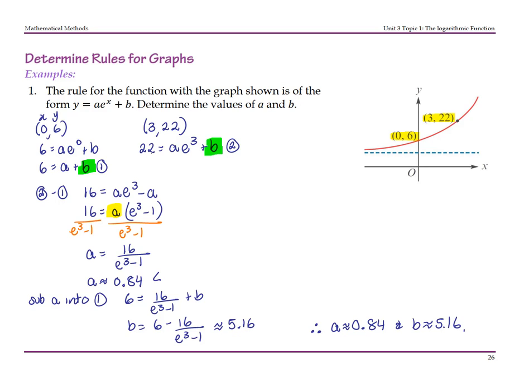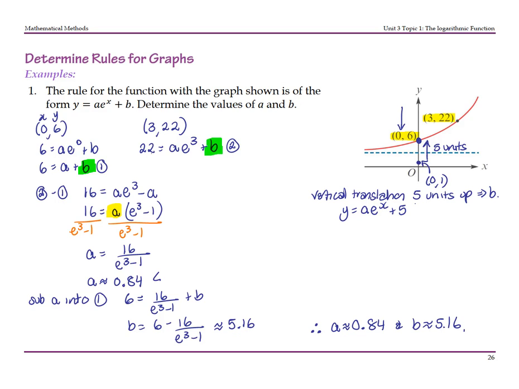Could we have looked at the graph? Now, normally for a standard exponential graph, my y-intercept is (0, 1). So that means this point, our y-intercept, has shifted up 5 units. So we have a vertical translation 5 units up. That's our b value. So I could have started with y equals a e to the x plus 5.